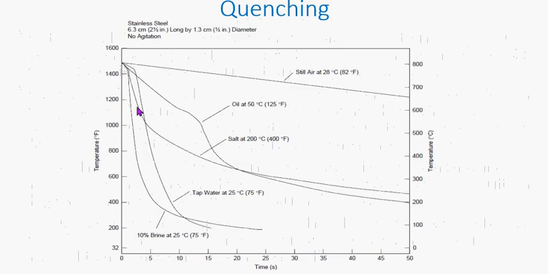So these are some of the quenching media that can be used for rapid cooling. The one that gives the fastest cooling is the brine, followed by tap water, followed by salt at a much higher temperature, followed by oil, and then lastly still air. Still air means normal atmospheric cooling. So you can see that it is the least effective quenching medium, the one that gives the slowest cooling of the alloy component.